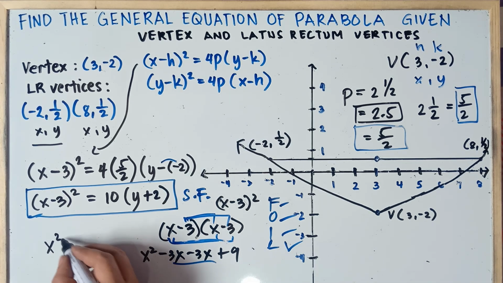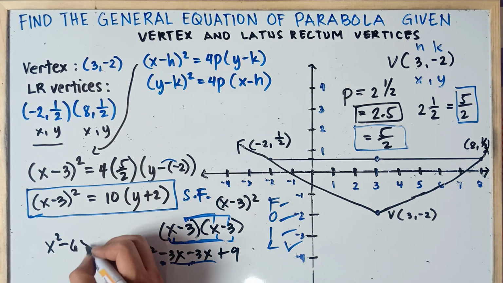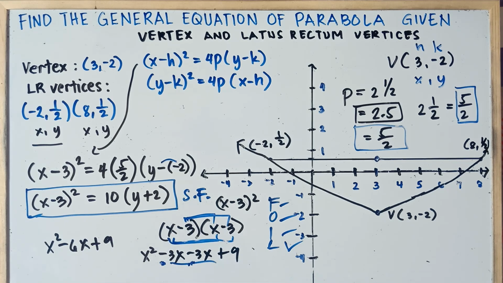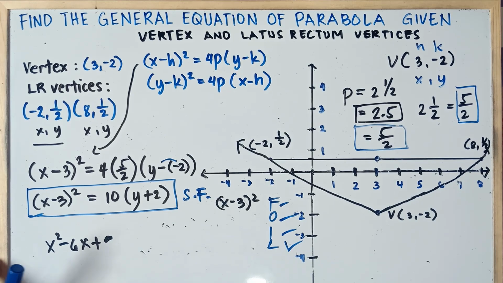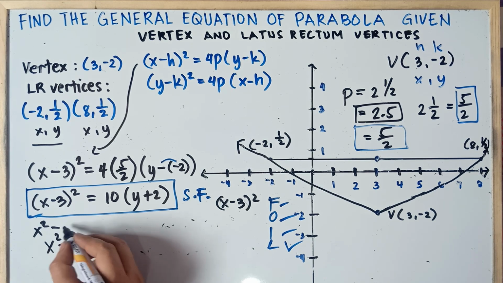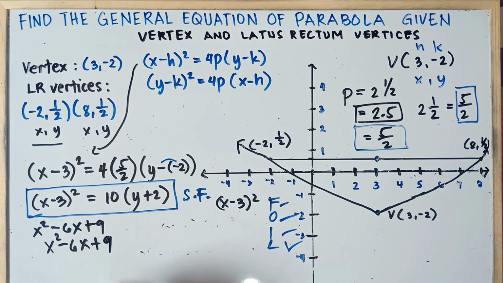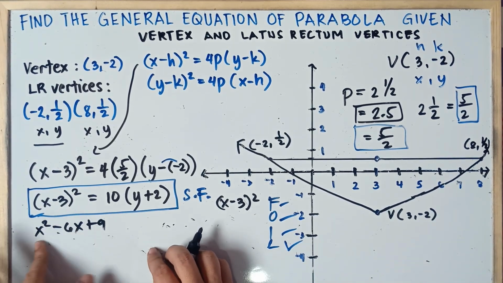So copy x squared. If you both have negatives, negative 3x and negative 3x, both negative, simply copy the negative sign. Then you add the numbers. 3 plus 3 is 6, copy x, plus 9. So x squared minus 6x plus 9. Alright, so this will be x minus 3, quantity squared, is the same as x squared minus 6x plus 9. Alright, then copy the equal sign.